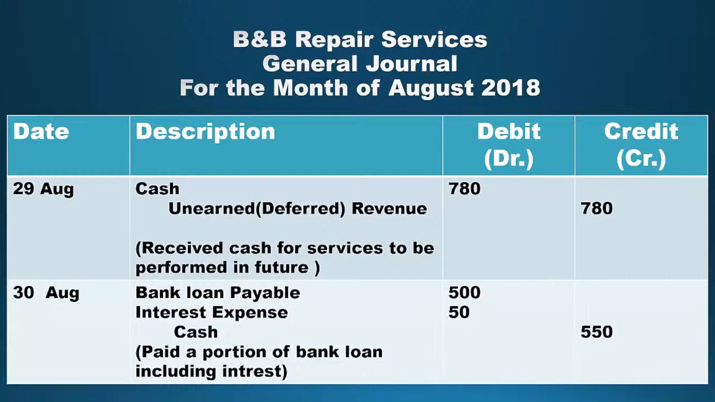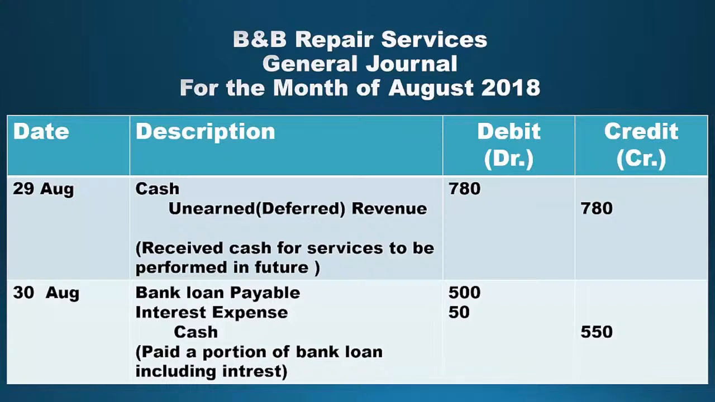August 29th, receiving cash for future services. Step 1. What happened? The company received $780 in cash from a customer for services they will perform in the future. Since the work hasn't been done yet, this amount is considered unearned revenue. Step 2. Which accounts are affected? Cash increases because the company received money. Unearned revenue increases because the company has an obligation to perform the services in the future.